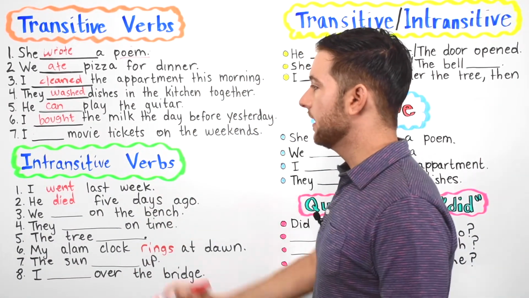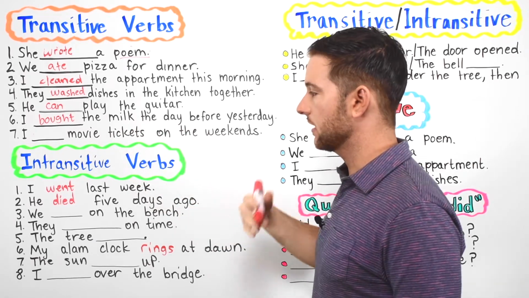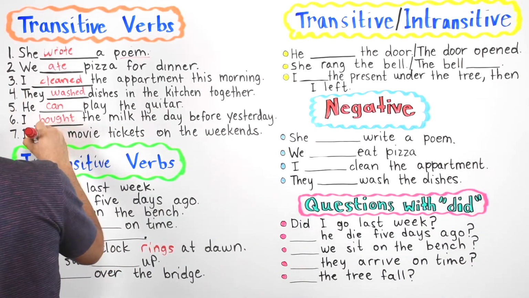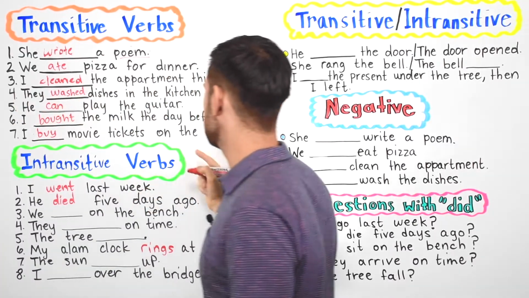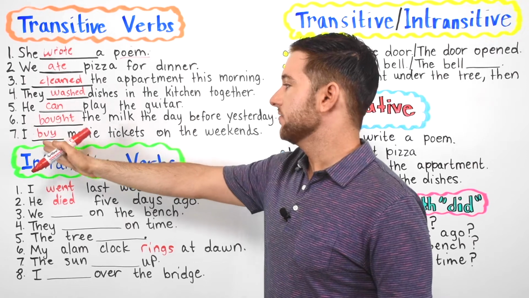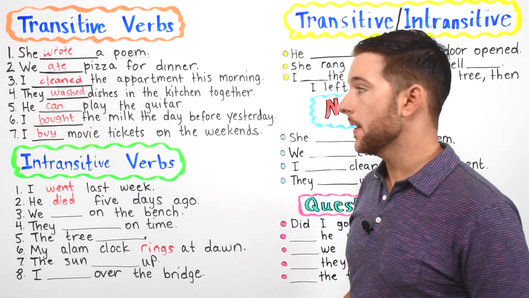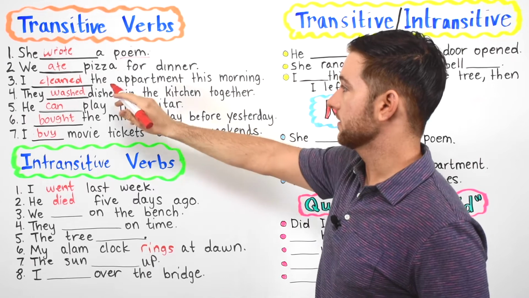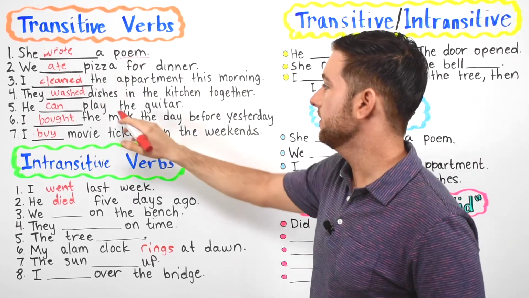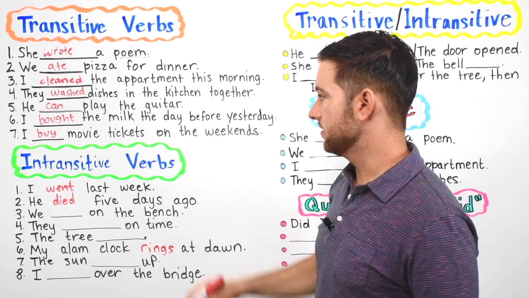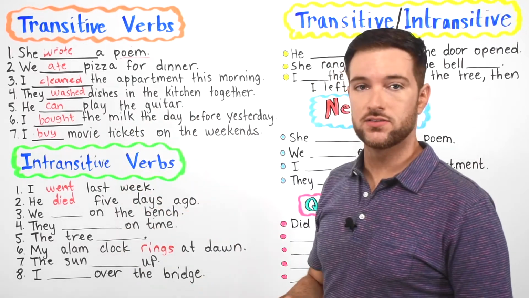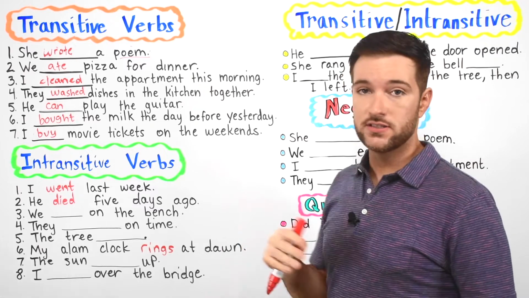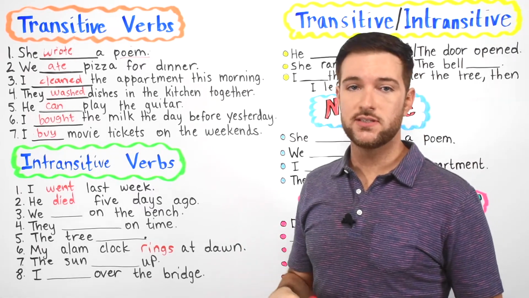Finally, number 7. I blank movie tickets on the weekends. So you're talking about something like a routine you do every weekend maybe. I buy movie tickets to go to the cinema, right? I buy movie tickets on the weekends. Now, buy is the verb, and what are you buying? Movie tickets. So these are known as transitive verbs, because they perform an action on an object. So the objects are poem, pizza, apartment, dishes, guitar, milk, and movie tickets. These are objects, and these are the verbs that perform the action. As you can see, these are sentences in which the object receives the action by the verb.